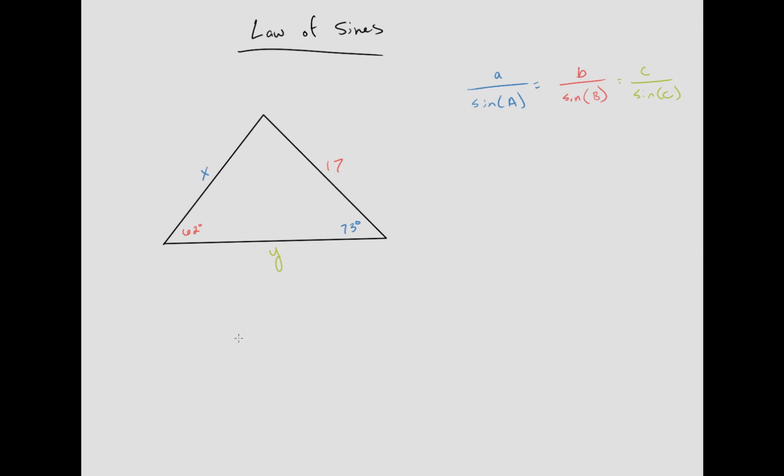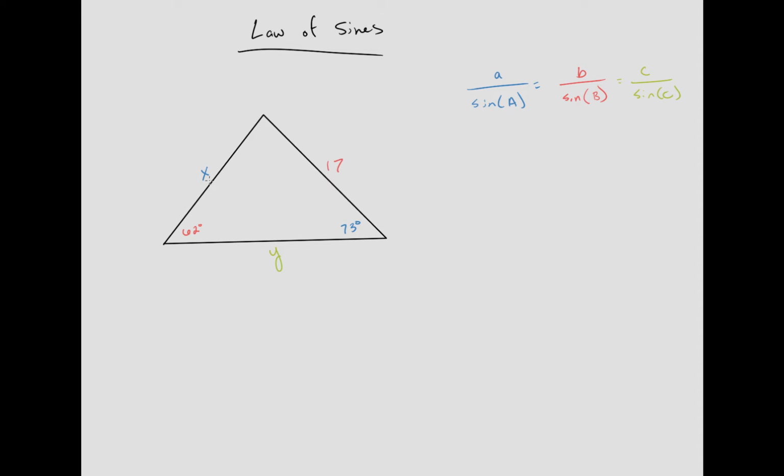So what happens when we don't have a right triangle? We can use the law of sines. Now, the law of sines is derived from our trig functions, but it allows us to find the missing sides and angles of any triangle. And when the law of sines doesn't work, we have the law of cosines, which I'll go over later.